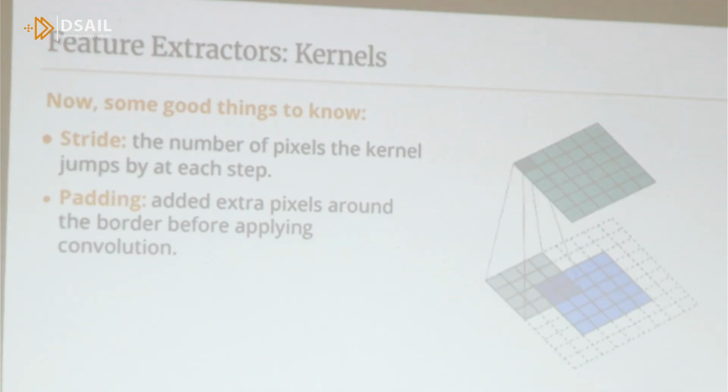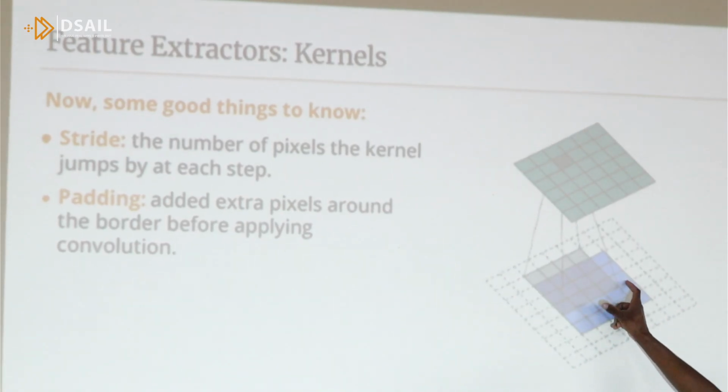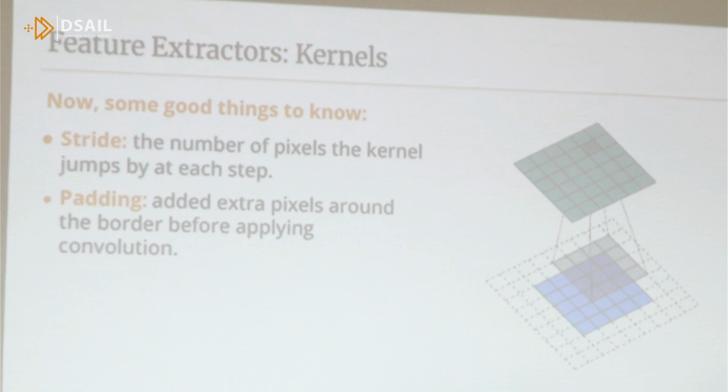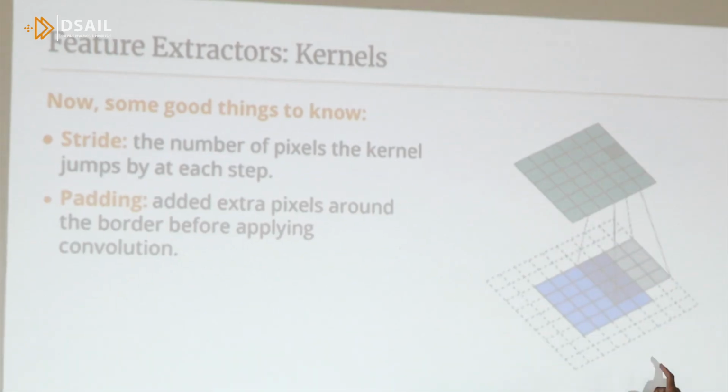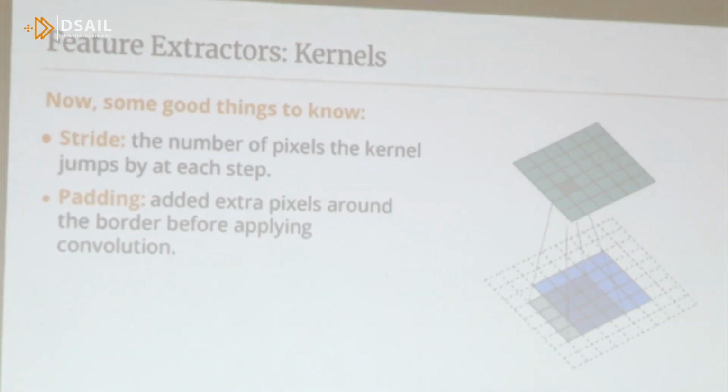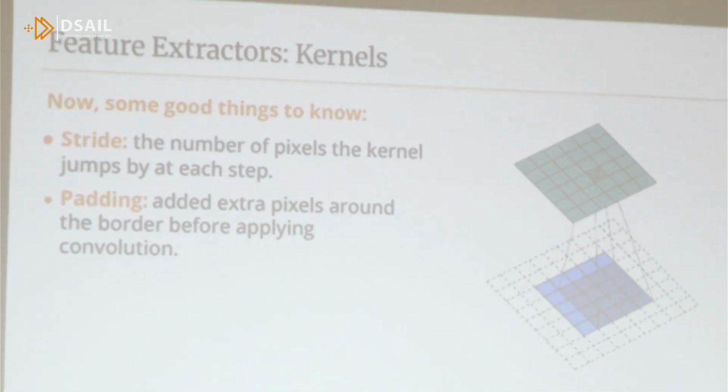So a stride defines how many steps I take at each step. Essentially, this illustration has a stride of one: one step, one step, one step, one step. If we have a stride of 2, it will be here, and then instead of jumping 1 step, it jumps 2 steps, 2 steps, and then 2 steps, 2 steps, 2 steps. I hope we get the idea. We are together. And then we have padding.